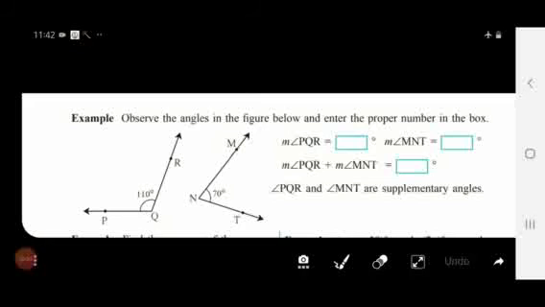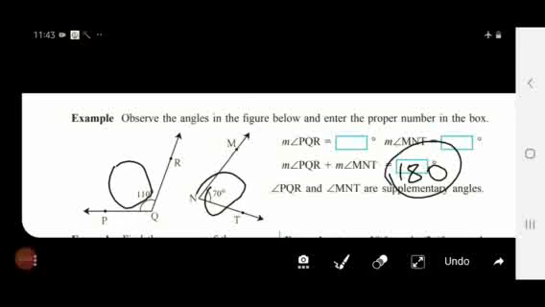Supplementary angles can be drawn separately also. For example, consider these two separate angles. PQR is 110 degrees and MNT is 70 degrees. If we add these two angles, their addition will be 180. Means they are also said to be supplementary angles. So in this way, a supplementary angle pair can be drawn as adjacent angles also, and we can draw them separately. The condition is just that their sum should be 180 degrees. Then they are said to be supplementary angles.